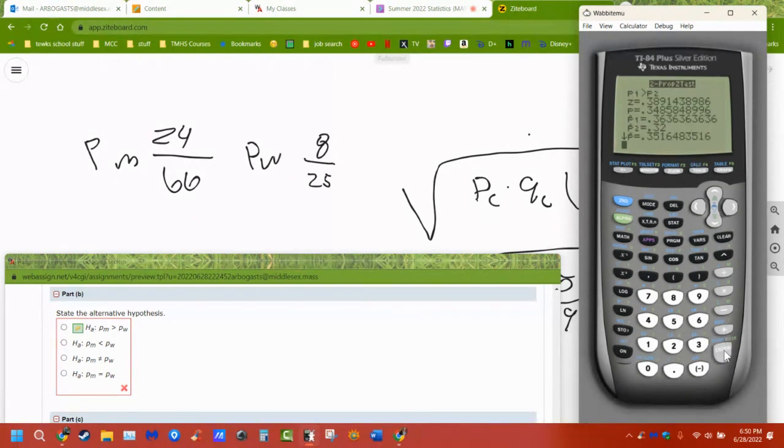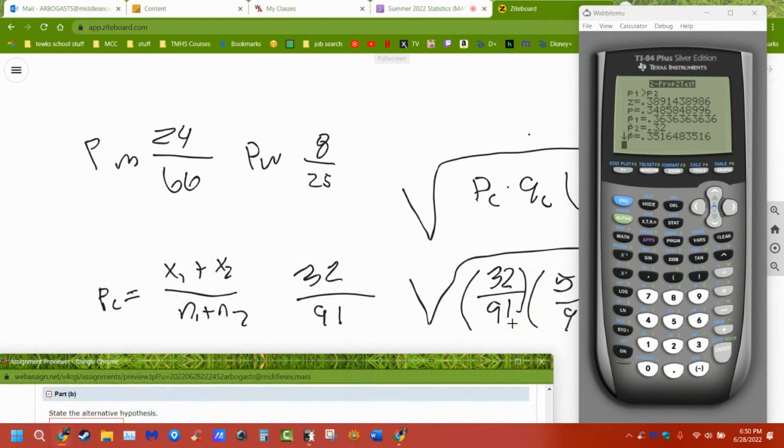And when we hit calculate, it does all that other stuff for us. It finds the combined probability, the combined proportion, which we didn't do. I didn't turn this into a decimal because it's ugly. Why would I want to type this number in over and over again? It makes no sense.